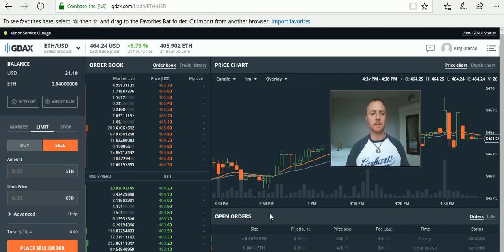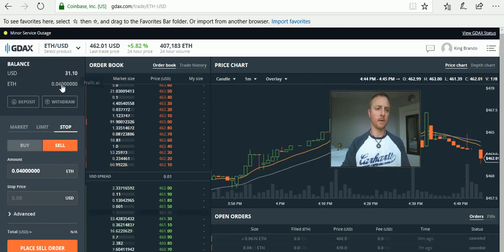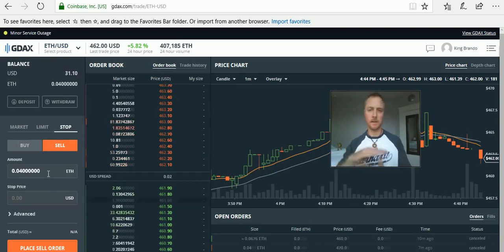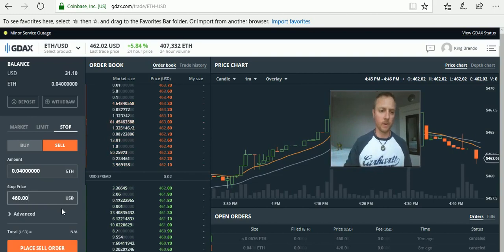Now, let me explain the stop. The stop is basically there to save your butt. Let's say that you're holding on to Ether. Oops, excuse me. You got 0.04, and you're worried about it dropping in price overnight while you go to bed or something. So you want to sell it. If it gets down to $460, you want it to sell. That's what the stop is there for.